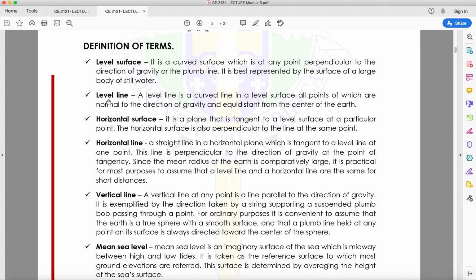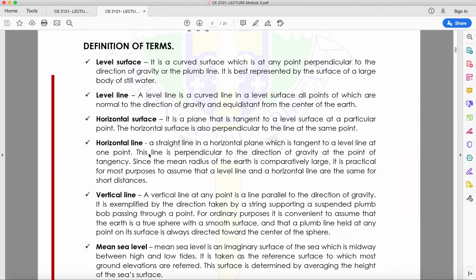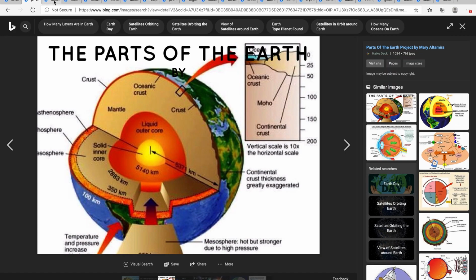Next would be the level line. A level line is a curved line in a level surface, all points of which are normal to the direction of gravity and equidistant from the center of the Earth. So what is a level line?